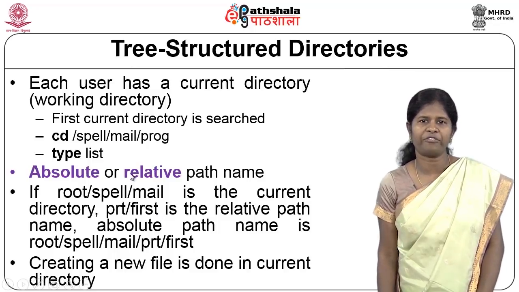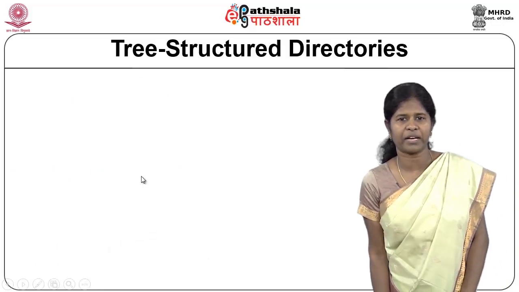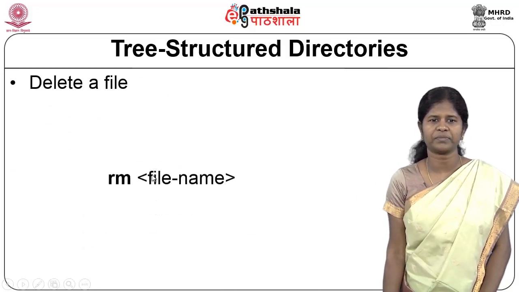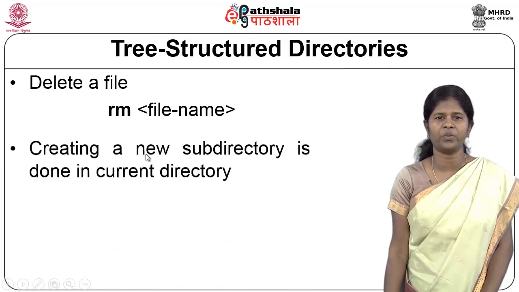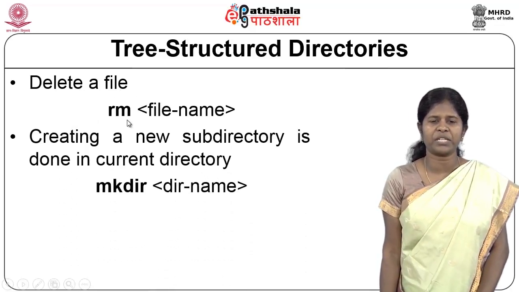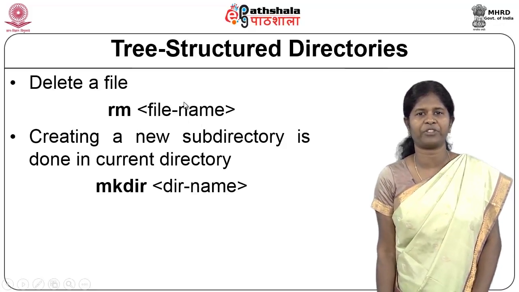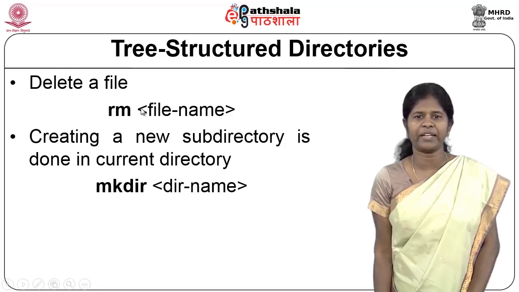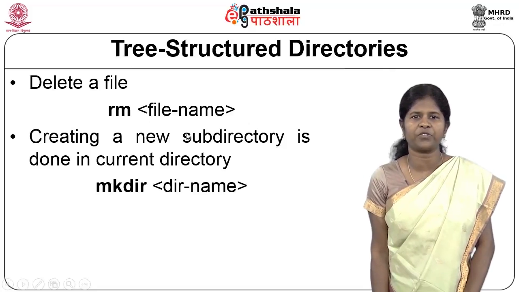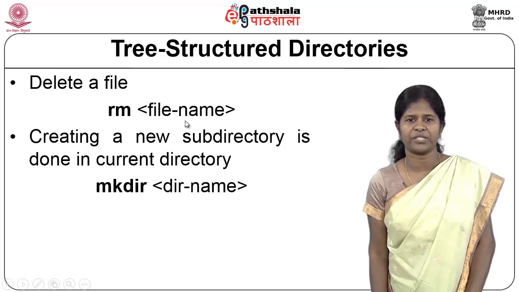So, always when a file is newly created, it is created in the current directory. Now, what happens when you delete a file? Deleting a file can be done using the rm command in Unix, rm followed by the name of the file to be deleted. Generally this file name will be searched for in the current directory, and you will try to delete the file name from the current directory.